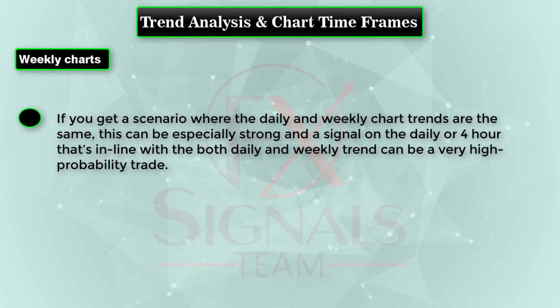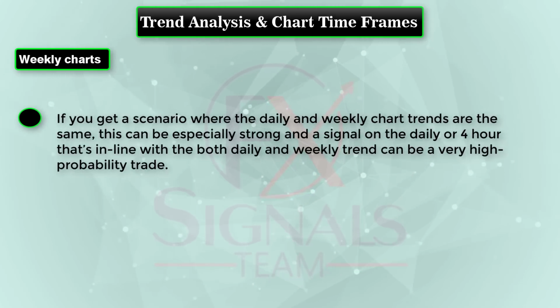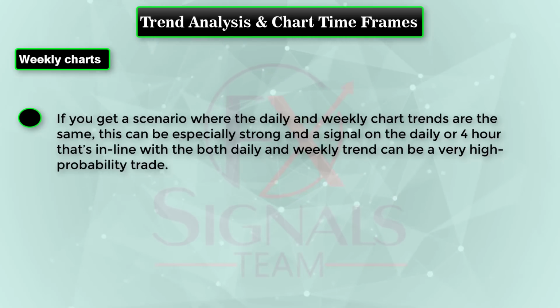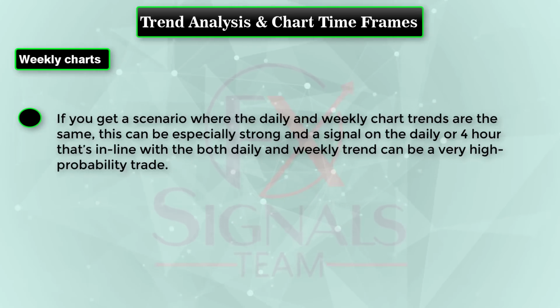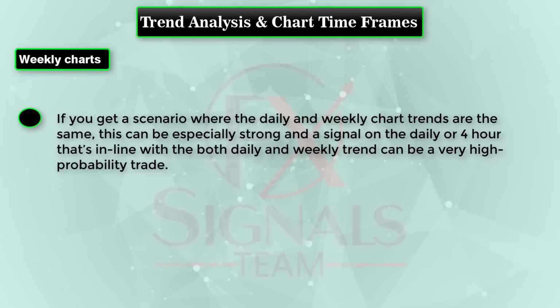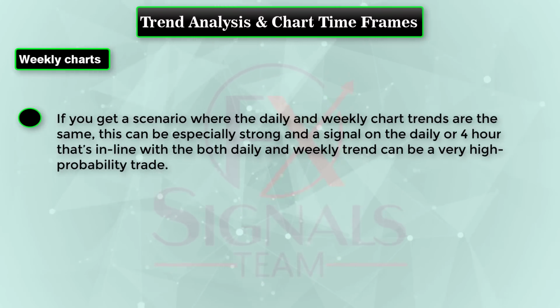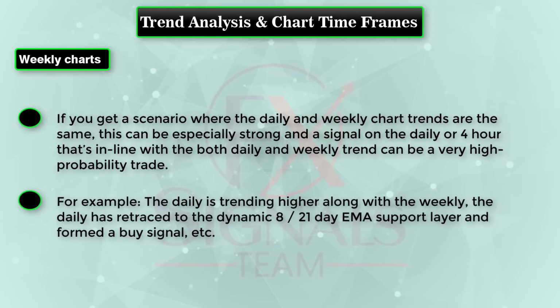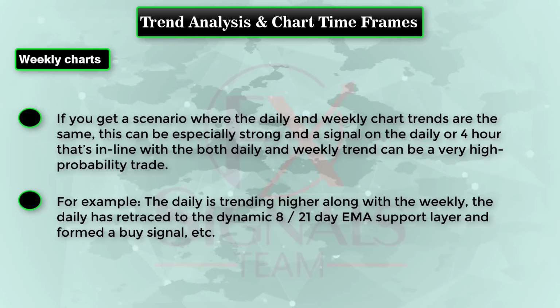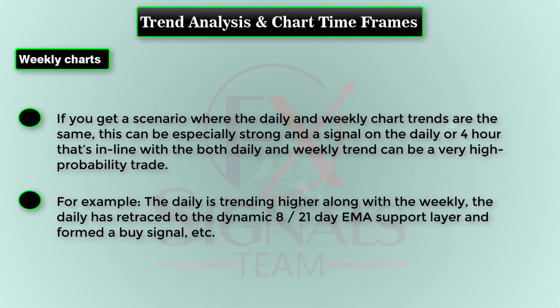If you get a scenario where the daily and weekly chart trends are the same, this can be especially strong, and a signal on the daily or 4-hour that's in line with both the daily and weekly trend can be a very high probability trade. For example, the daily is trending higher along with the weekly, the daily has retraced to the dynamic 8 or 21-day EMA support layer and formed a buy signal, etc.